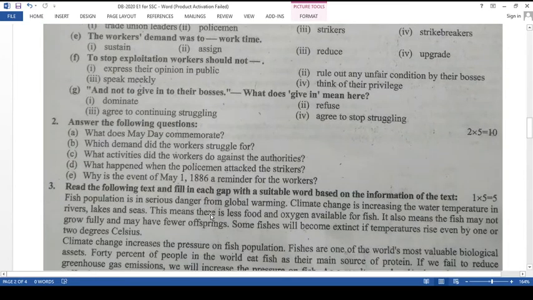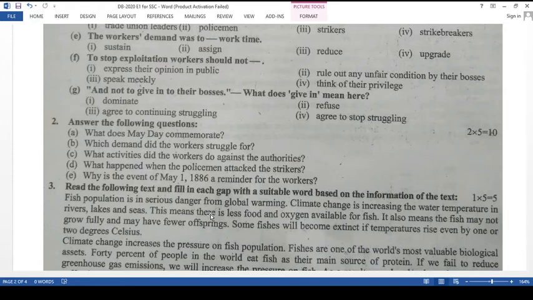Question number 2, here you have to write not in your own words, rather if the answers are available in the passage, you will copy from the passage. That's not a big deal. But if the answers are not available apparently, then you have to think deeply and find out the answer.